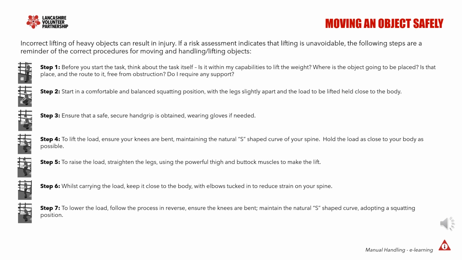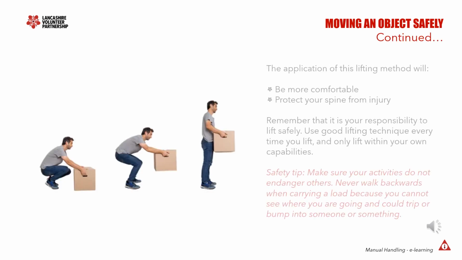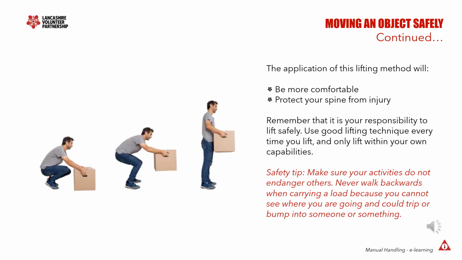Step 6. Whilst carrying the load, keep it close to the body, with elbows tucked in to reduce strain on your spine. Step 7. To lower the load, follow the process in reverse. Ensure the knees are bent, maintain the natural S-shaped curve, adopting a squatting position. Moving an object safely continued. The application of this lifting method will be more comfortable, protect your spine from injury.